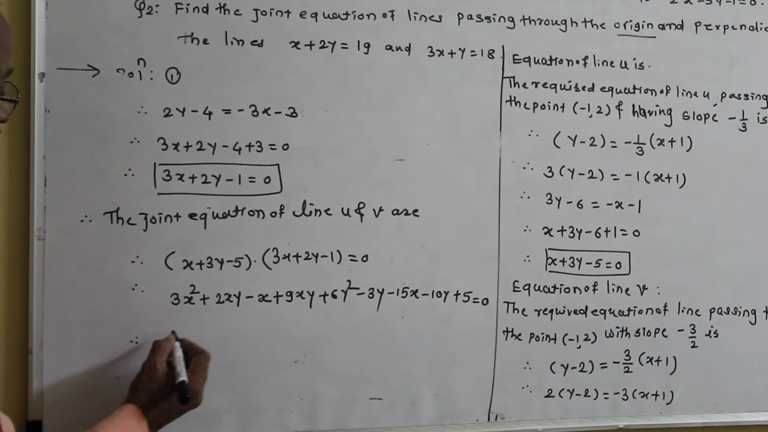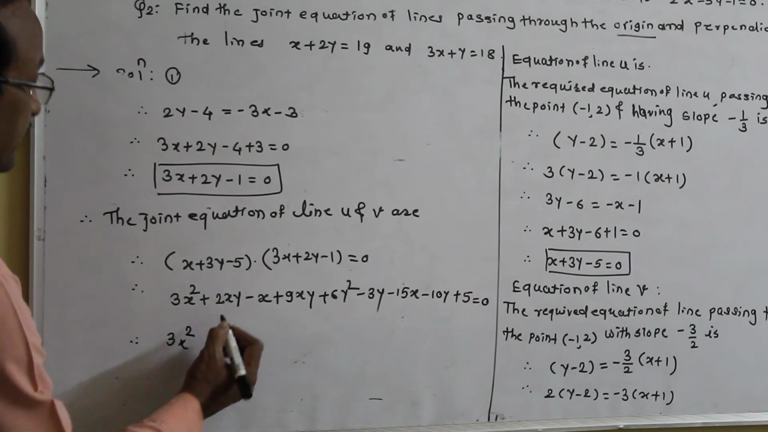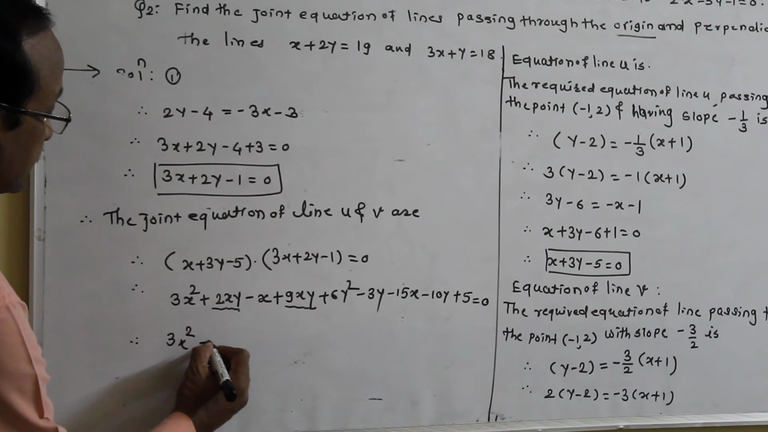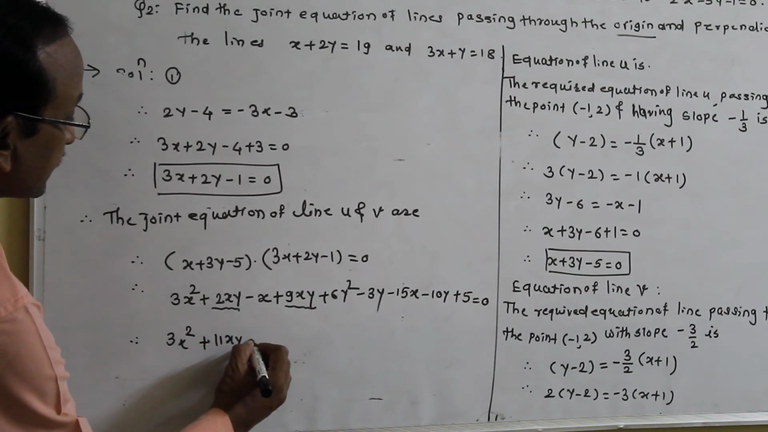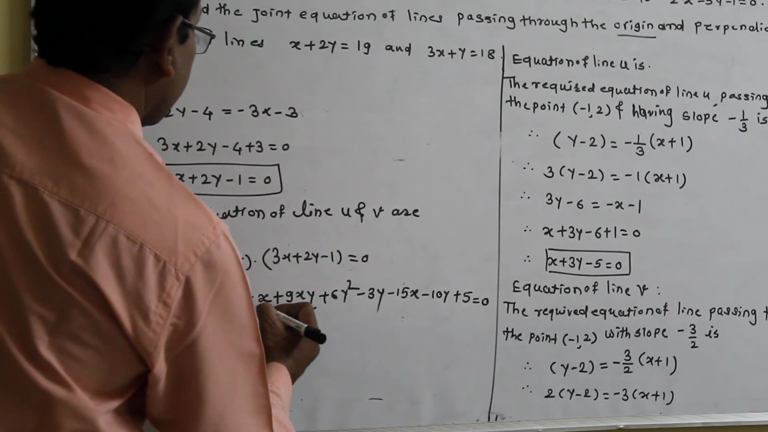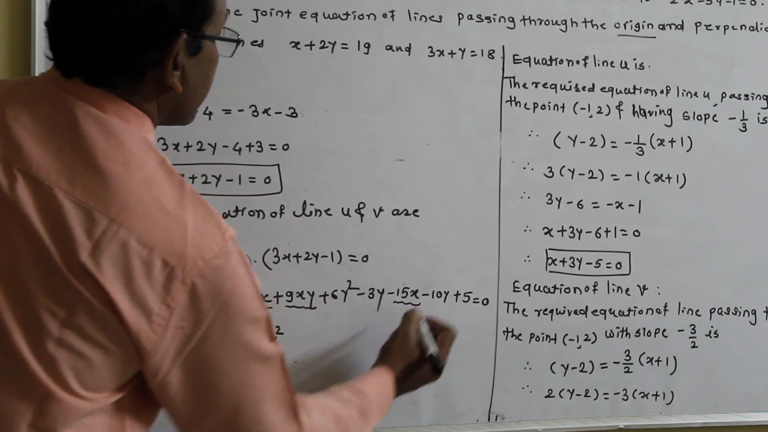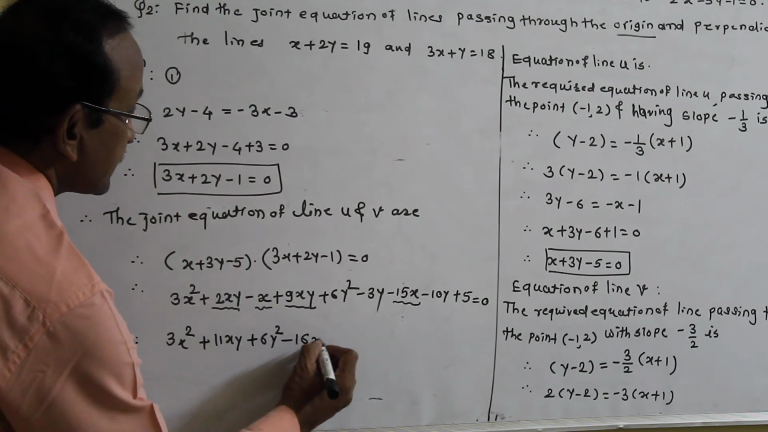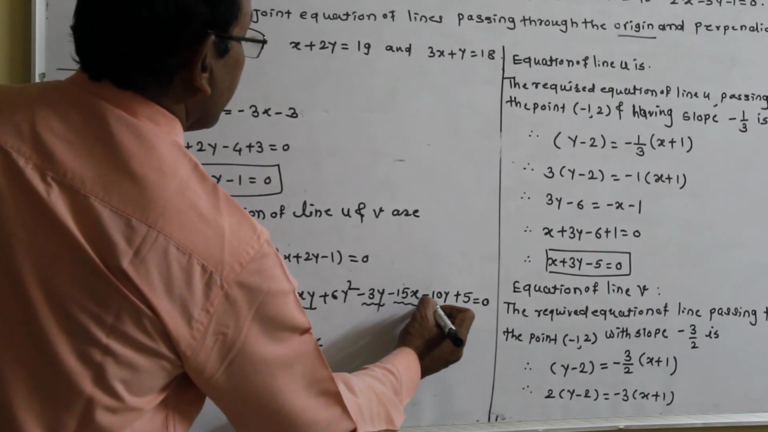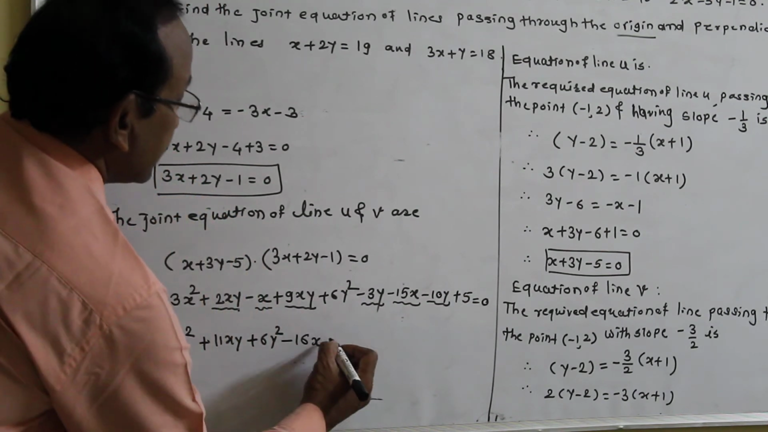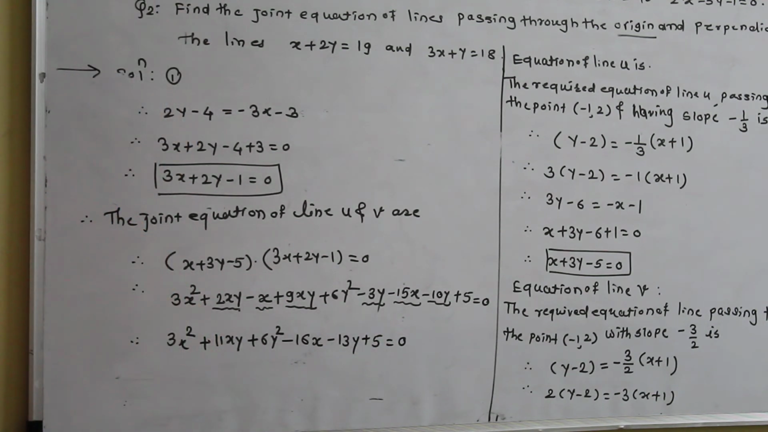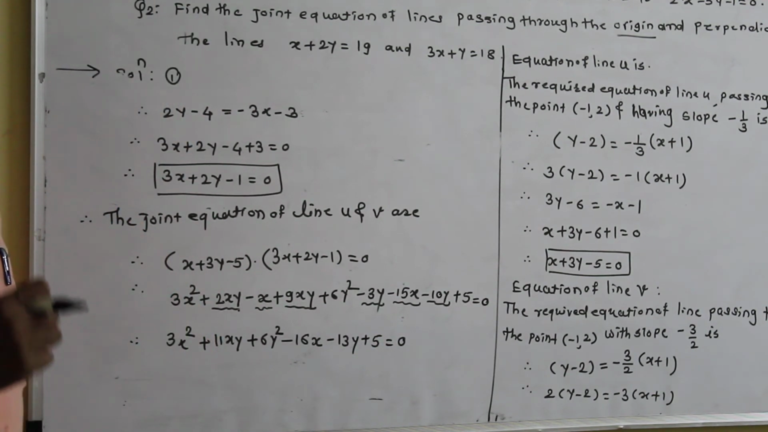So therefore 3x square, plus 2xy plus 9xy is plus 11xy, plus 6y square. Then minus x minus 15x is minus 16x. Then minus 3y minus 10y is minus 13y, plus 5 is equal to 0, is the required equation of the two lines.